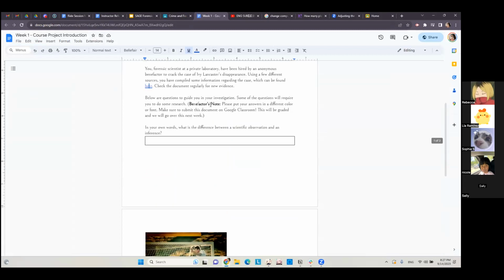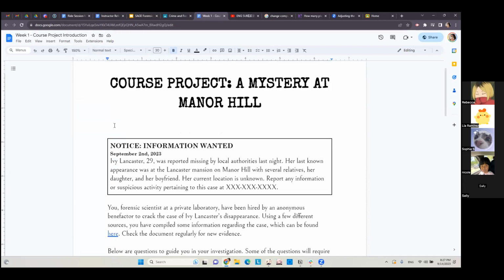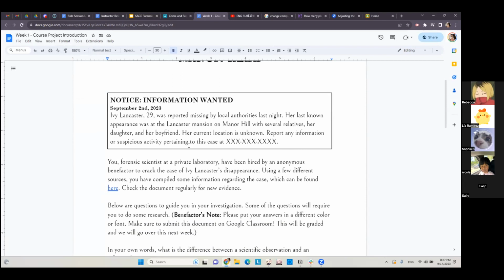We're going to be doing a little practice and we'll go over the answers at the end of class. So our course project is a mystery at Manor Hill. And it says here: Notice, information wanted, September 2nd. Ivy Lancaster, 29, was reported missing by local authorities last night. Her last known appearance was at the Lancaster Mansion on Manor Hill with several relatives, her daughter, and her boyfriend. Her current location is unknown.